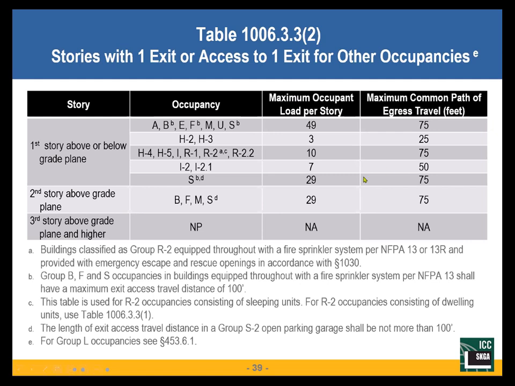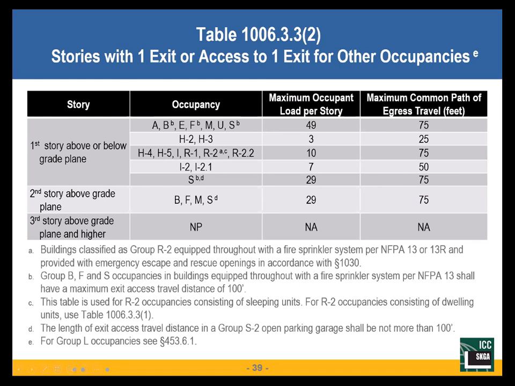So that's no surprise. But now I can have a two-story building. If it's B, F, M, or S occupancies with only one exit from the second story and the first story, I've got one exit for the whole building. Maximum occupant load per story, 29. Common path of egress travel, maximum 75.